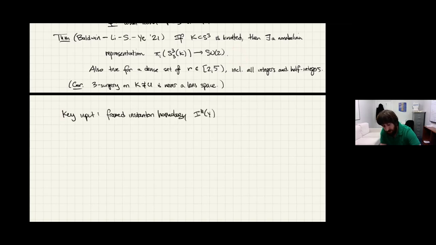Which is often written I sharp of Y. And this is a variant of instanton homology, which, if you prefer to think about Heegaard-Floer homology, behaves a lot like the simplest version of Heegaard-Floer, the hat version. Okay. What it is very roughly is the Morse homology of some functional in some infinite dimensional space.